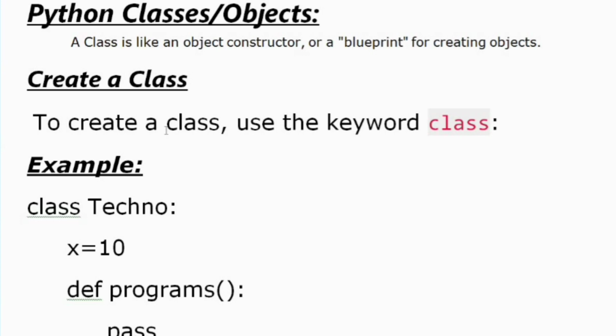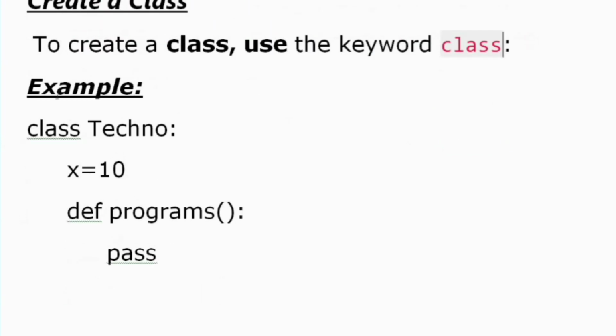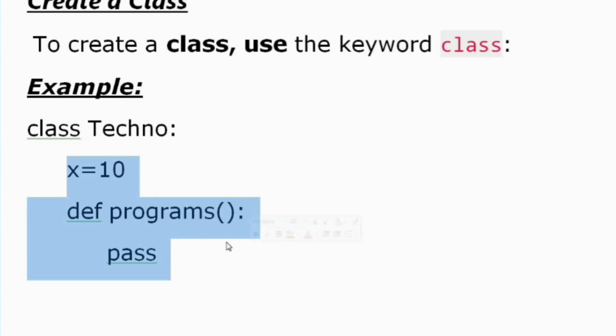First I will show you how to create a class. To create a class, we should use the keyword class. Here I have used the class keyword, and after specifying it, I have to specify the name of the class. Here the name of the class is Techno. It can be anything of yours.